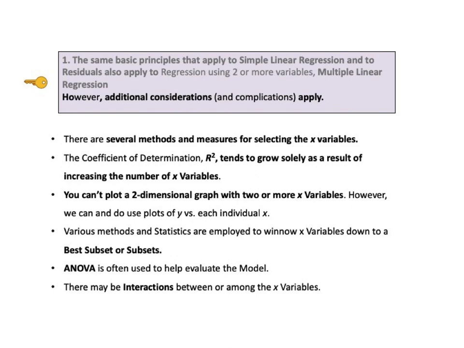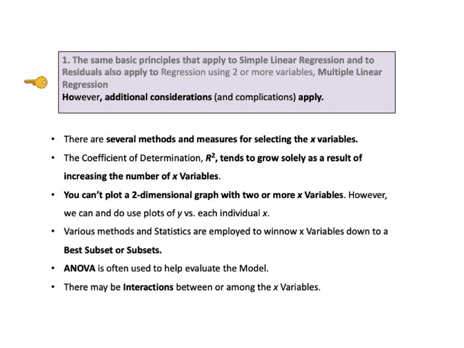For one, there are several methods and measures for selecting the x variables. Also, the coefficient of determination, r squared, tends to grow solely as a result of increasing the number of x variables. However, there are other statistics which don't have that shortcoming. You can't plot a 2-dimensional graph with 2 or more x variables. With 2 x variables plus 1 y variable, the regression produces a best fit 2-dimensional plane in a 3-dimensional space. Beyond that, we get into an imaginary realm of 4+ dimensions. However, we can and do use separate individual plots of y plotted against each individual x, as we'll soon see.